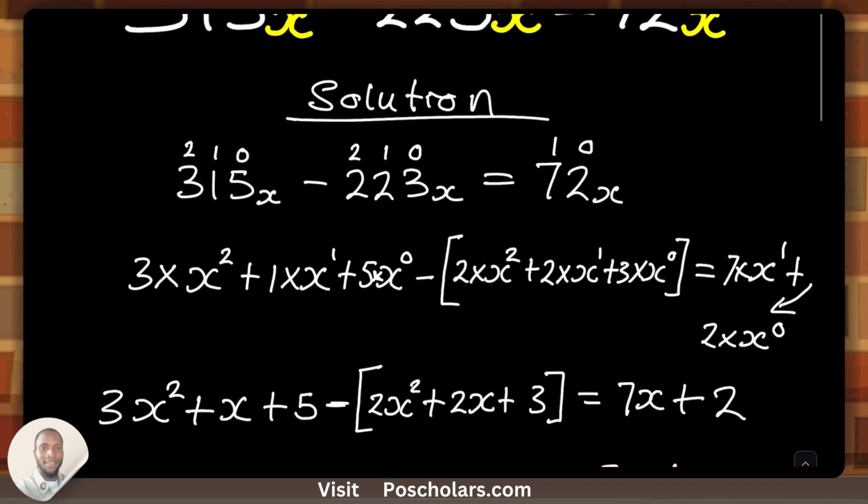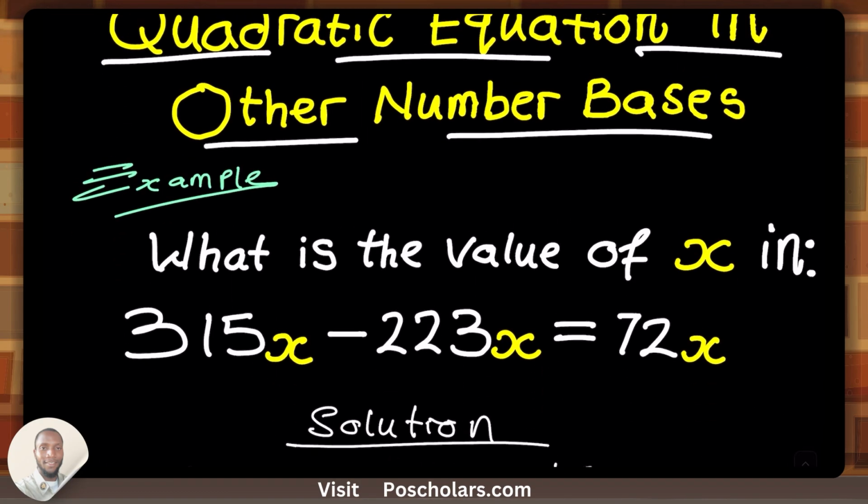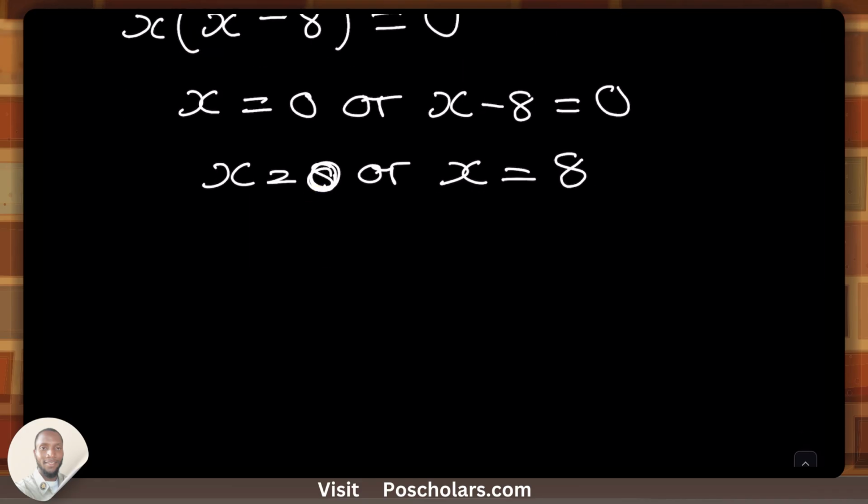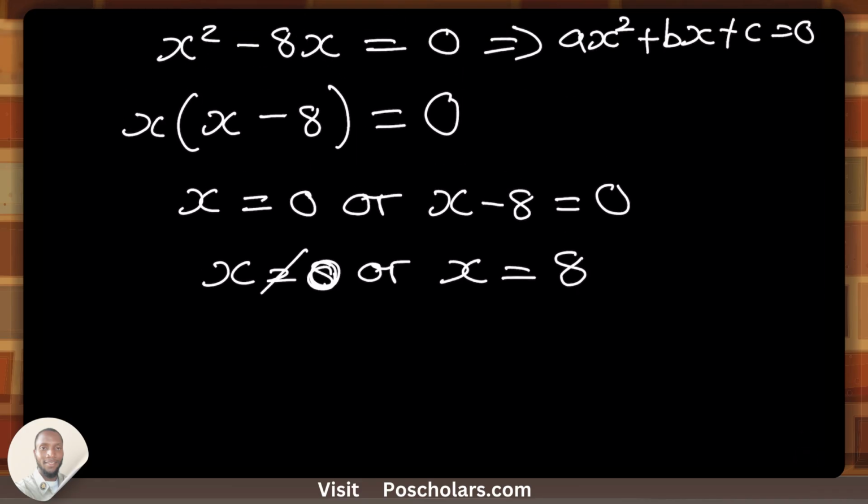But let's check the question. The question says find the value of x, and if you are conversant with how number base works, you'll see that the base value is always greater than each of these digits, right? And what's the highest digit here? The highest digit here is 7. Therefore the base can never be 0. So this x equals 0 is out of it, right? So therefore we can say our x is equal to what? 8.